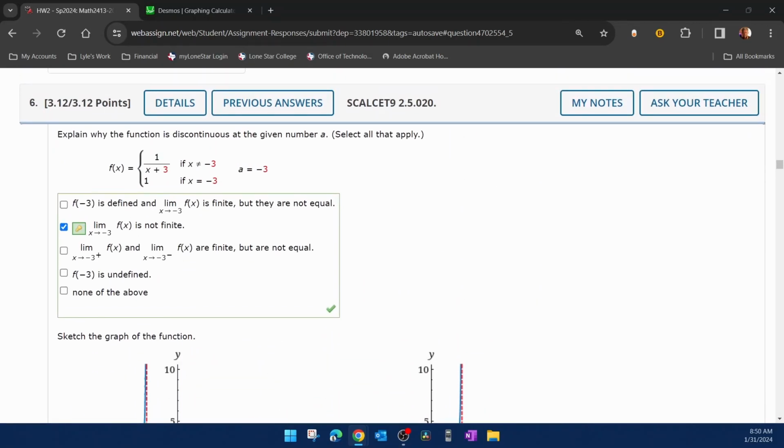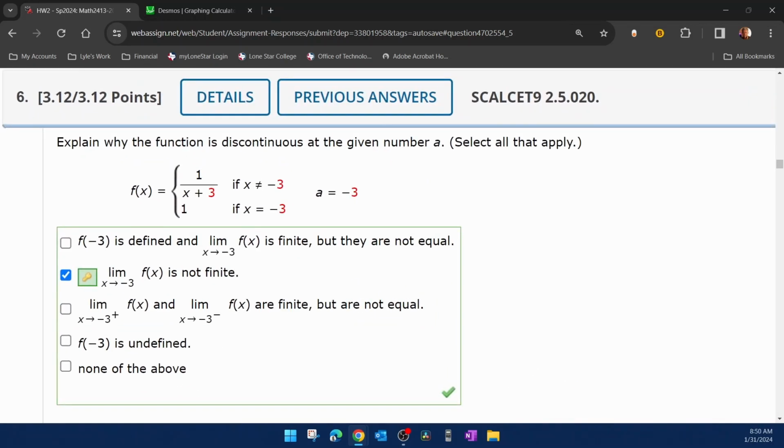All right, so there you go. That's how that works. And that's going to do it for this problem.